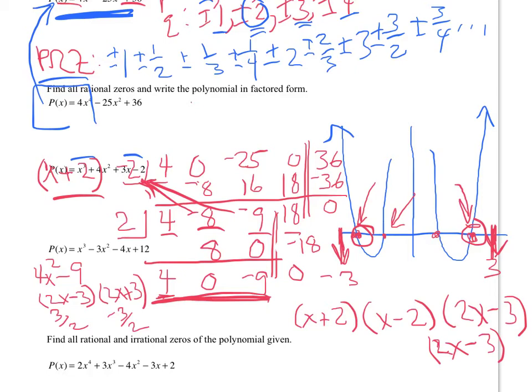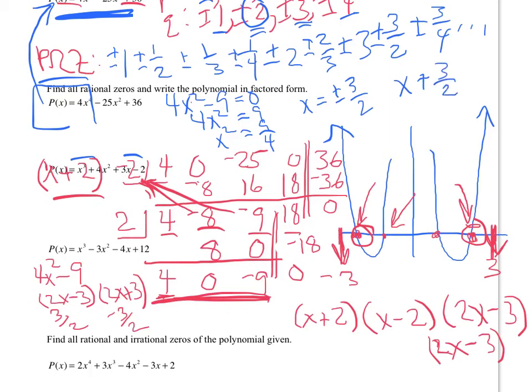So if you take 4x squared, I'll do it up here in blue. If you take 4x squared minus 9 and set that equal to 0 and solve it, you get 4x squared equals 9, and then you get x squared equals 9 over 4. And now when you take the square root of both sides, you get x equals plus or minus 3 halves, because the square root of 9 is 3 and the square root of 4 is 2. So now instead, the factors are x plus 3 halves and x minus 3 halves.